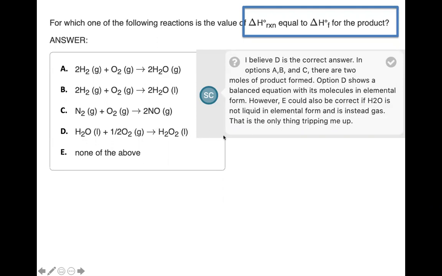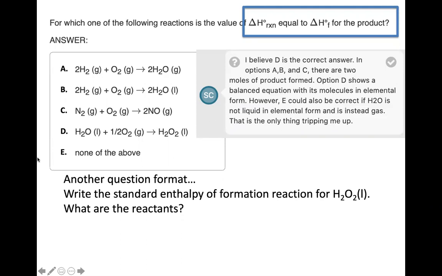However, they weren't that sure because they started to think about the H2O: is that what it should be as a liquid if it's in its elemental form? They weren't quite sure. So let me give you one more format that I've seen on exams. Another question format would be something like this. It would ask you on the test to write the standard enthalpy of formation for H2O2 liquid. And then it would ask something like, what are the reactants?